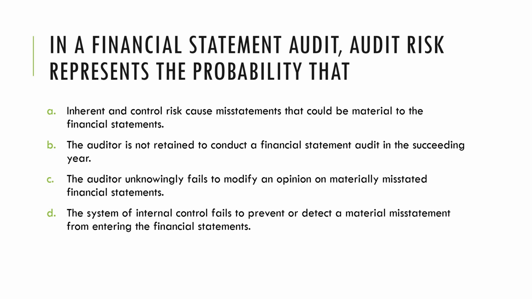Letter B, the auditor is not retained to conduct a financial statement audit in the succeeding year, which may be a business risk to the auditor but is not audit risk. Letter C, the auditor unknowingly fails to modify an opinion on materially misstated financial statements. And ding, ding, ding, the answer is letter C. This is the very definition of audit risk, when the auditor fails to modify an opinion on materially misstated financial statements. Letter D, on the other hand, where the system of internal control fails to prevent or detect a material misstatement from entering the financial statements, this is control risk. So the answer to the first question is Charlie.